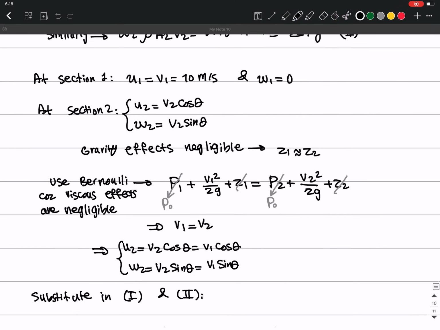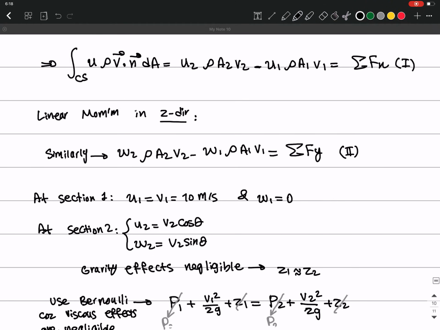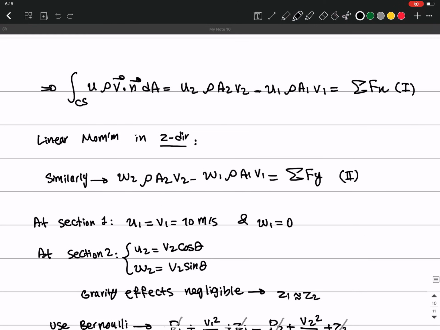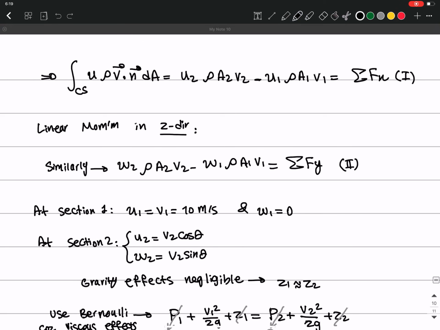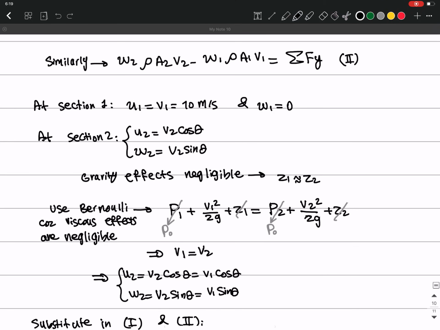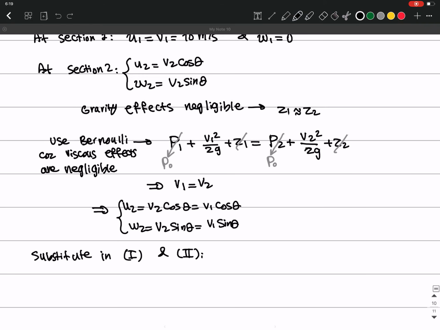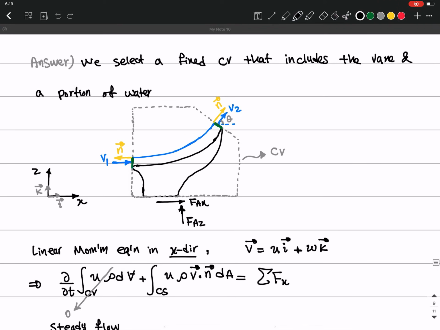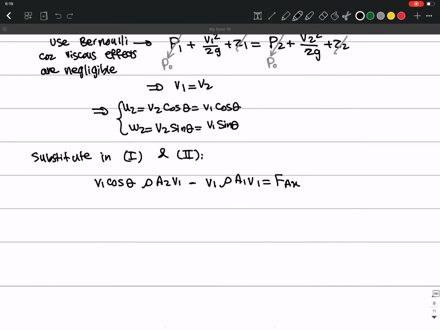So the first equation is the x equation. We are going to have U2, which equals V1, right? U1, which equals V1. And then also we have U2, which equals V1 cosine theta, right? If you just substitute that, we get V1 cosine theta, which is U2, times rho A2 V1, minus, instead of V2, I also write V1, so V1 rho A1 V1 equals the sum of the forces acting on the control volume, which is going to be FAX, right? There is no other force here that you see. It's just the anchoring forces there.